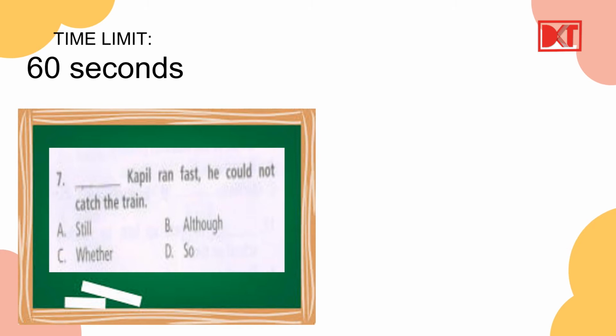Next, dash couple ran fast, he could not catch the train. A. Still couple ran fast. B. Although couple ran fast. C. Whether couple ran fast. Or D. So couple ran fast. Here the correct answer is B. Although couple ran fast, he could not catch the train. Why although? Because here we are providing a certain concession that this situation one happened, which was couple running fast. But despite this, this could not lead to the second thing, which was him catching the train. So although couple ran fast, he could not catch the train. Alright.